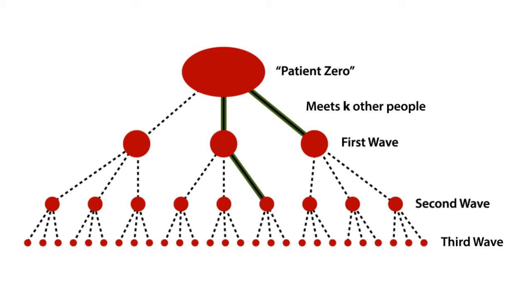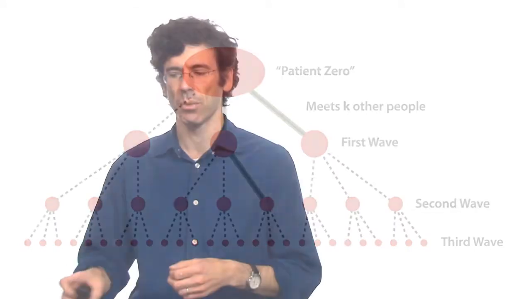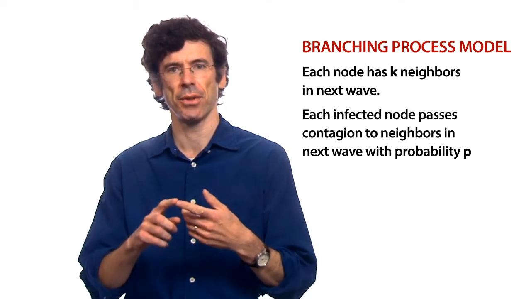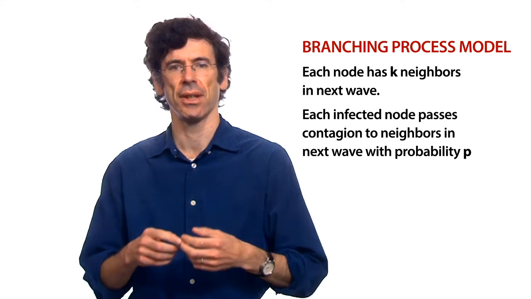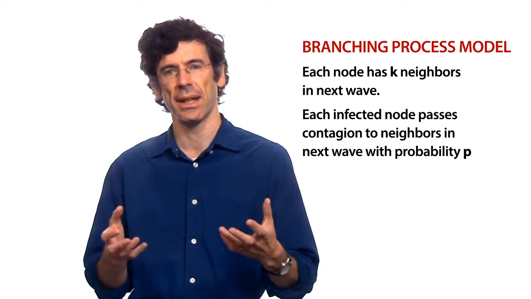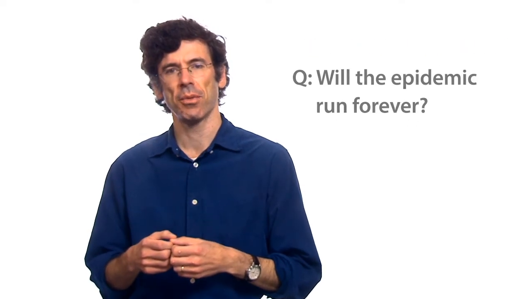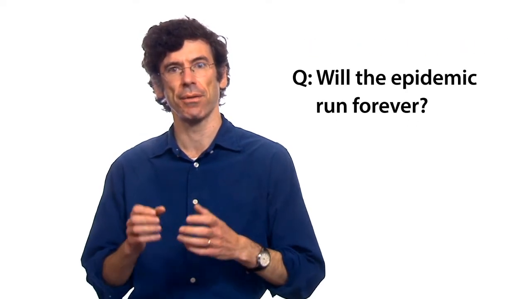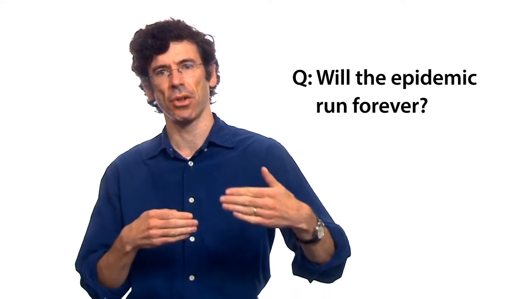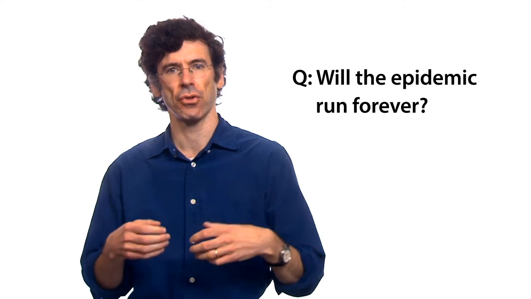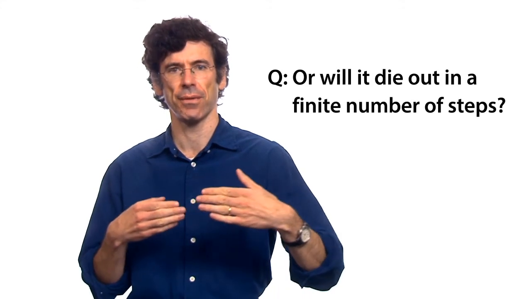So that's going to be the fundamental question that we're going to be thinking about when we try to model this process. We've written down a fairly clean mathematical model. It only has 2 numbers in it: K, the number of people that you meet, and P, the probability of contagion. And the fundamental question we're going to ask in this model, and it's really a nice, well-defined mathematical question, is: do we expect that the epidemic has a chance of running forever, infecting people arbitrarily deeply into the contact network? Or do we believe that it is almost surely going to die out after a finite number of waves?